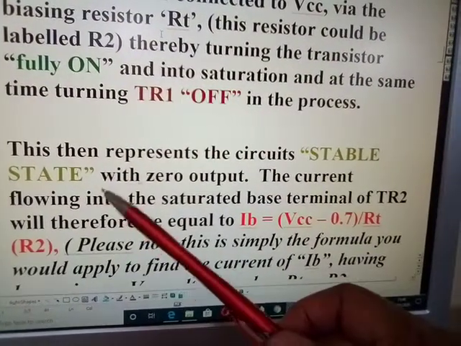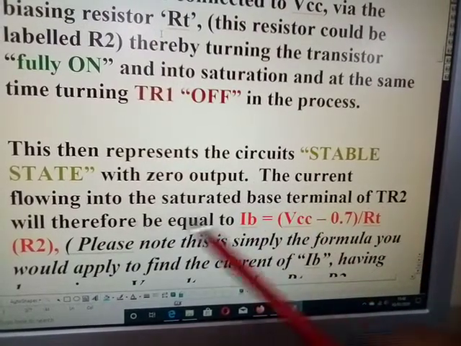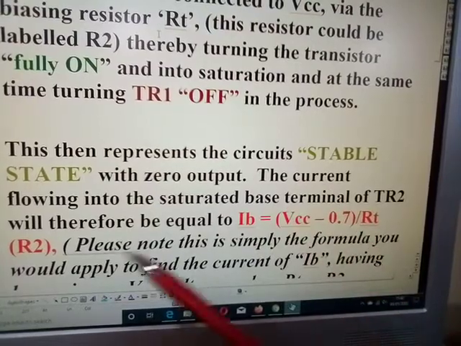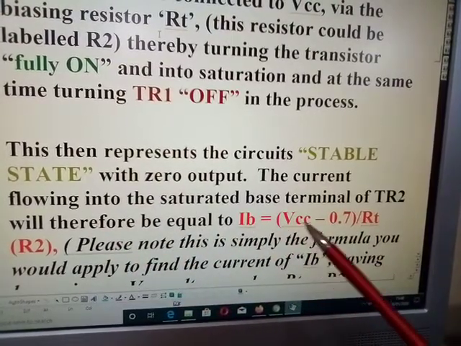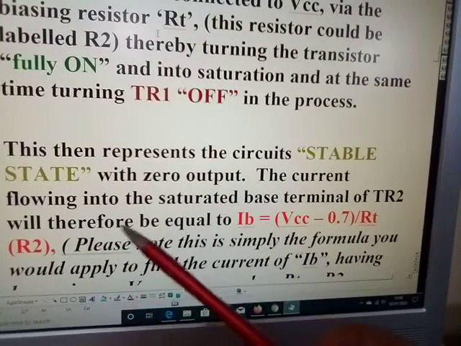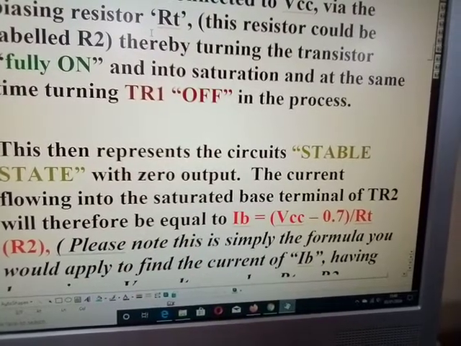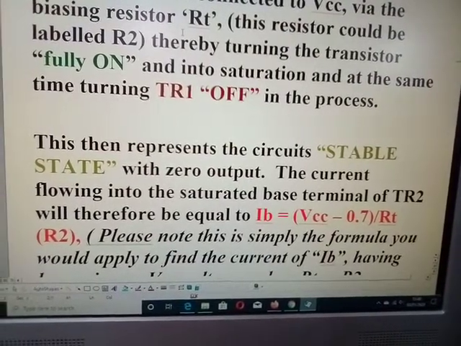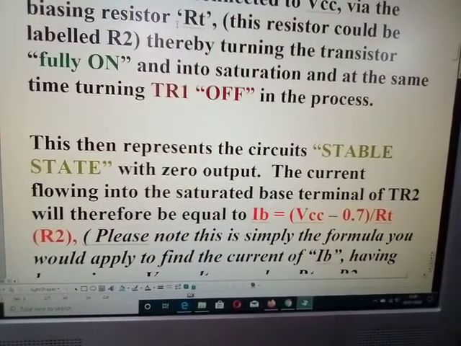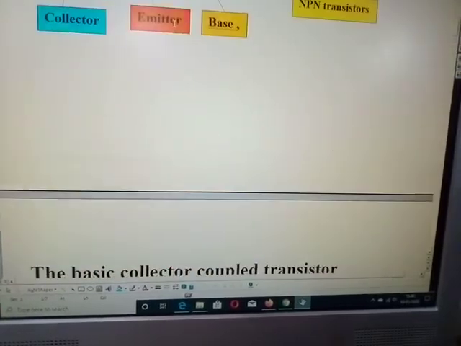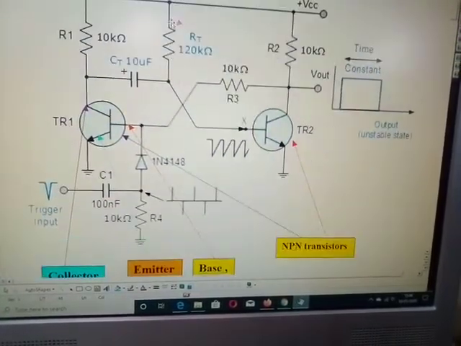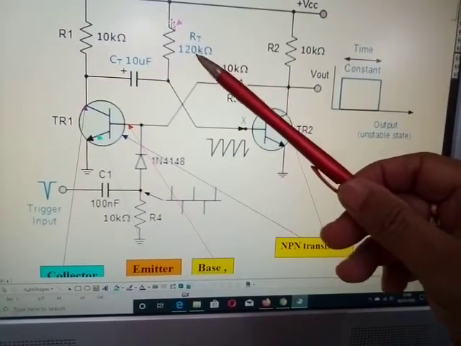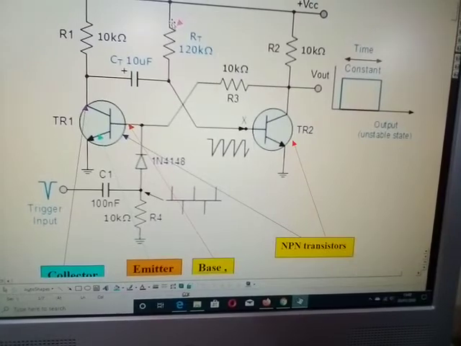This then represents the circuit's stable state with zero output. Now the current flowing into the saturated base terminal of TR2 will therefore be equal to VCC minus 0.7 divided by RT. Now RT is the value of the resistance, so let's go back and look at RT. Okay, so we know which RT we're talking about, and we know RT is 120,000 ohms, 120k ohms if you prefer.